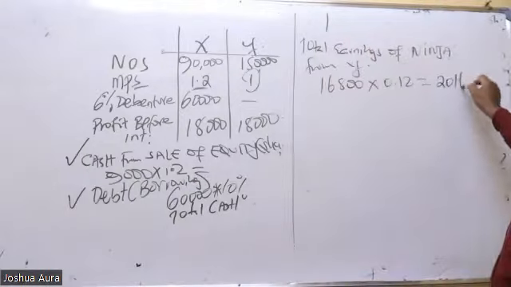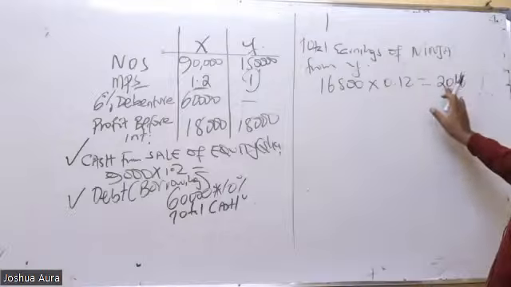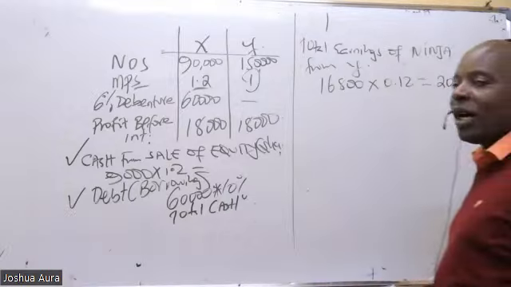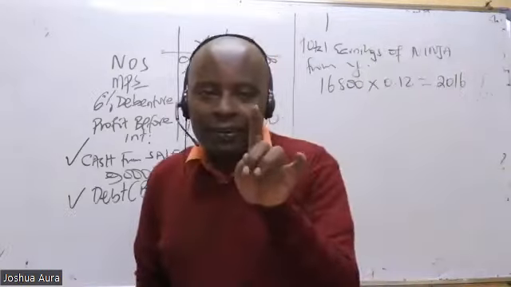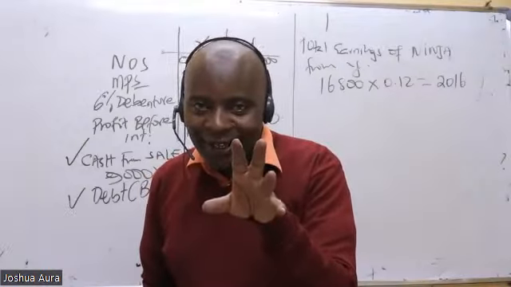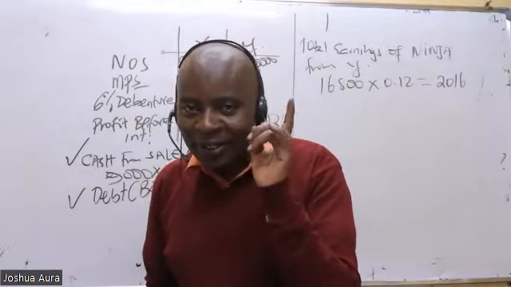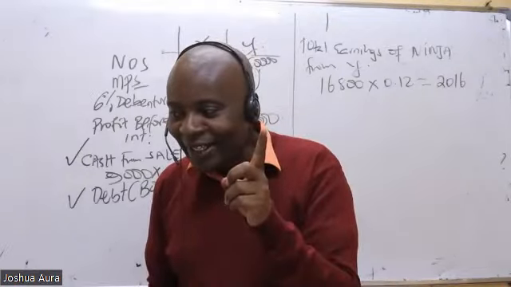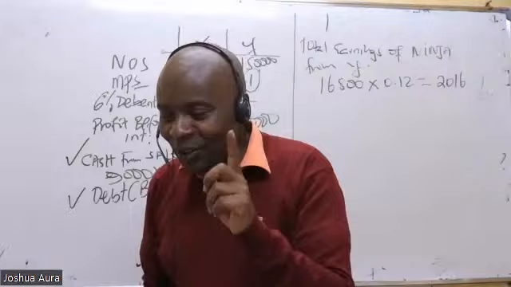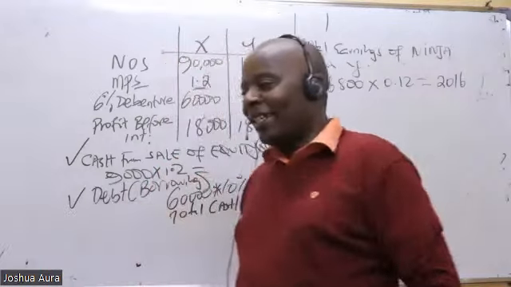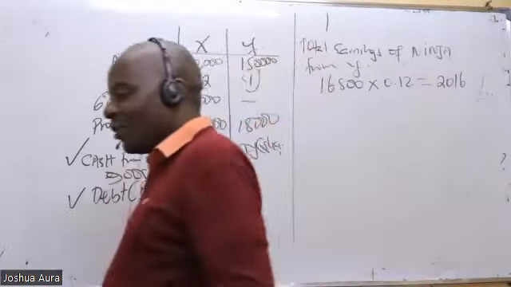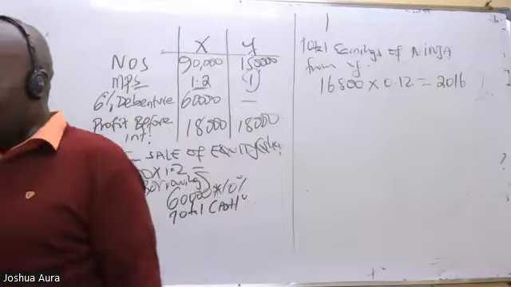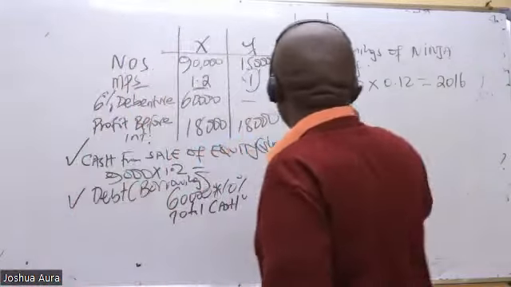But now remember, as he's enjoying these total earnings from company Y, he did some personal borrowing. Do you remember he borrowed from some place? How much did he borrow? 6,000, yes.